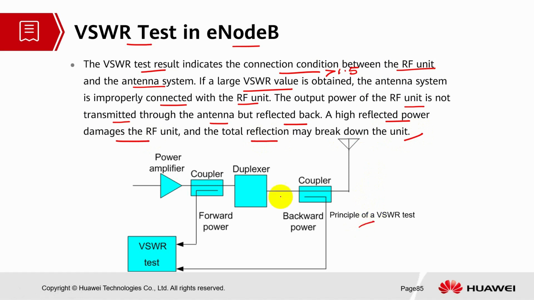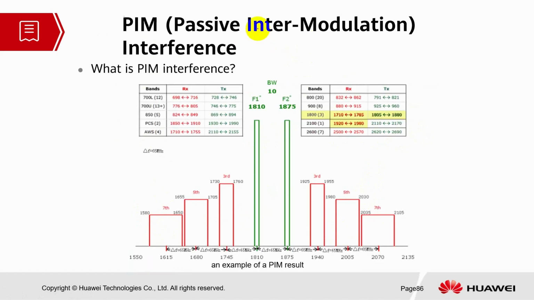So this is the principle of the VSWR test, from the amplifier, coupler, duplexer, forward power and backward power. Now PIM, passive intermodulation interference. So what is PIM interference? This is related to the harmonic value. It can also cause penetration loss, and it's related to the antenna system. Sometimes it can be caused by small components like combiners and TMA in between the RF unit and the antenna system. It causes internal interference, well known as passive intermodulation.